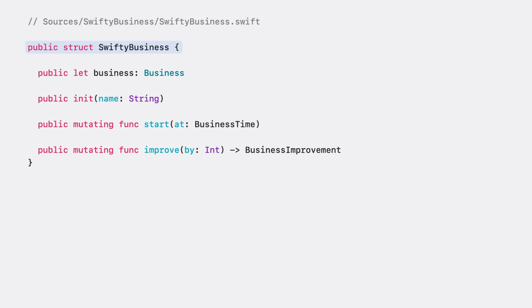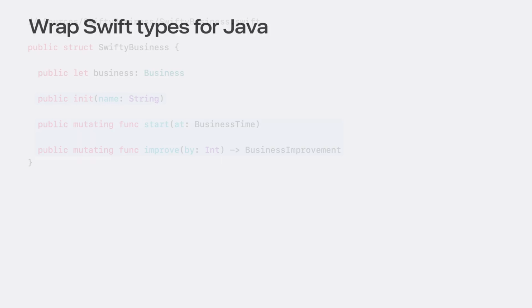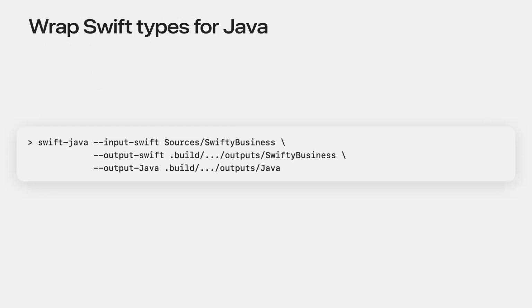Because of that, we will have to be careful dealing with this object in Java. It also has a public property, an initializer, and some methods to operate on it. In order to expose this type to Java, we'll be using the SwiftJava command line tool again. However, this time, we'll use it in a slightly different mode. We're provided a Swift input path and output directories for the generated Swift and Java sources.